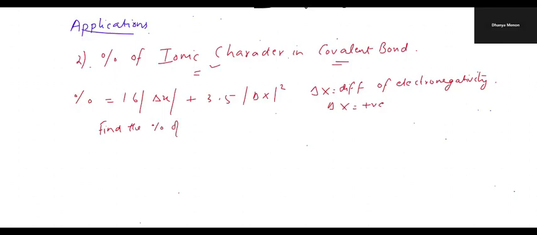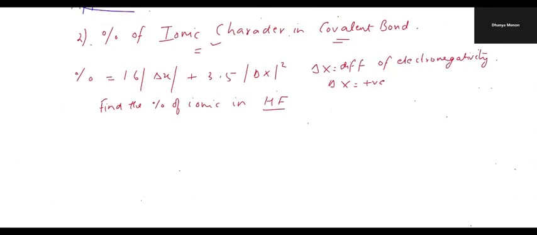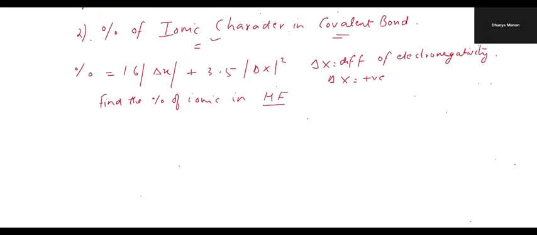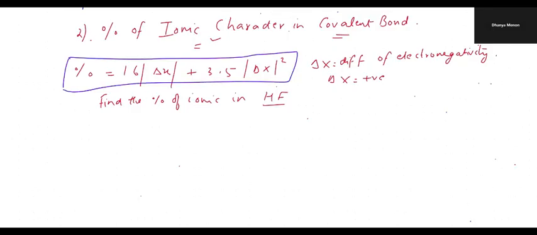Suppose you have to find the percentage of ionic character in HF. H and F both are nonmetals. Yes, so it will form a covalent bond, but there will be some percentage of ionic character. So this is the formula. You know that hydrogen is 2.1, fluorine is 4. So what will be delta X? 4 minus 2.1, which is equal to what? 1.9.